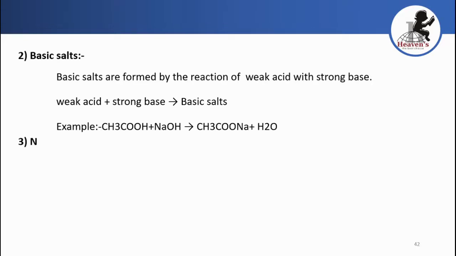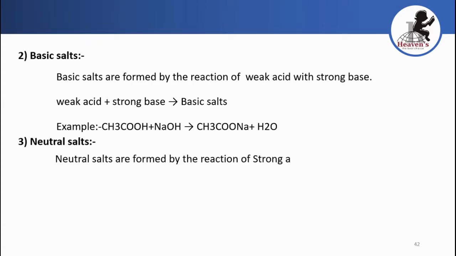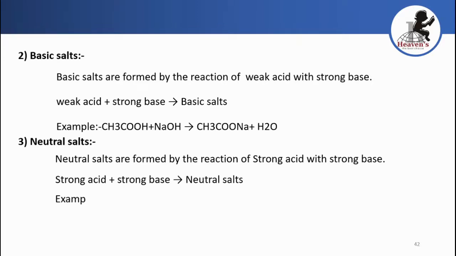Next, the third one is neutral salts. How are neutral salts formed? Neutral salts are formed by the reaction of a strong acid with a strong base. So strong acid plus strong base gives rise to neutral salts. An example of a neutral salt is NaCl. It is formed by the reaction of hydrochloric acid and sodium hydroxide. Now, what is the pH of neutral salts? Here, the pH of a neutral salt is exactly 7.